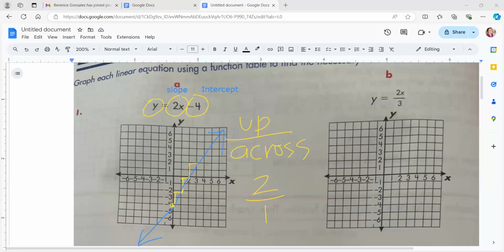Now, you're probably wondering, what does this line even mean? Why are we drawing a picture, right? Are you lost on what this graph means? Yeah. Okay, so let's cover that. The graph is showing us all the possible solutions to the problem. Remember, the whole point of algebra is to find the solutions. So when I have y equals 2x minus 4, what would the solution be? What does y equal? Well, y could equal a lot of things.